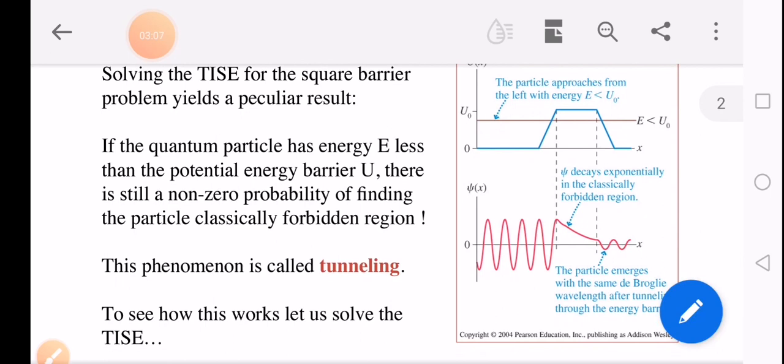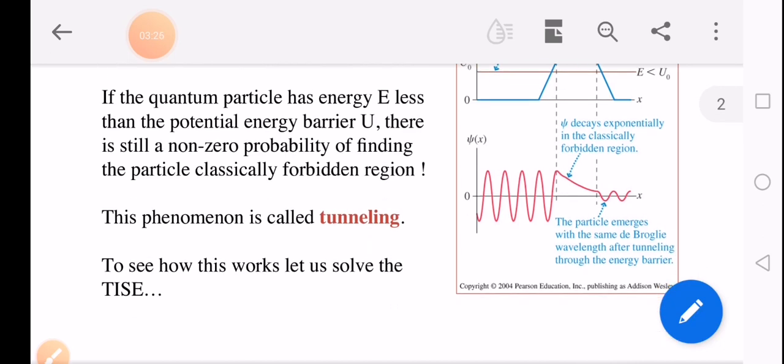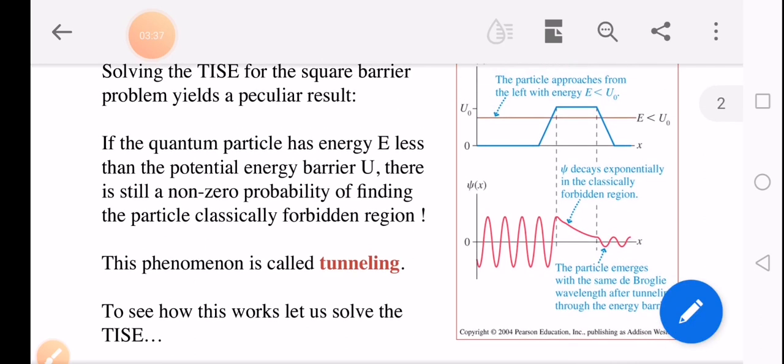So what we have explained is, in classical mechanics, this particle which is having energy lesser than that of the potential barrier or potential hill cannot go beyond that hill. The region beyond that potential hill is a forbidden area for that particle. But according to quantum mechanics, there is a non-zero probability of finding the particle in that classically forbidden region, and this phenomenon is called tunneling. More specifically, you can call it quantum mechanical tunneling.